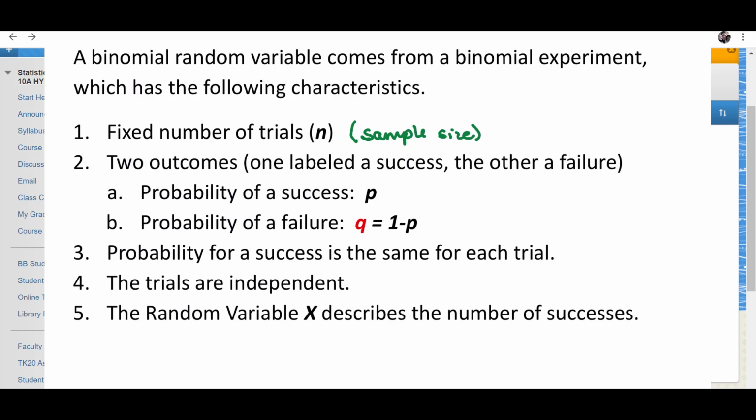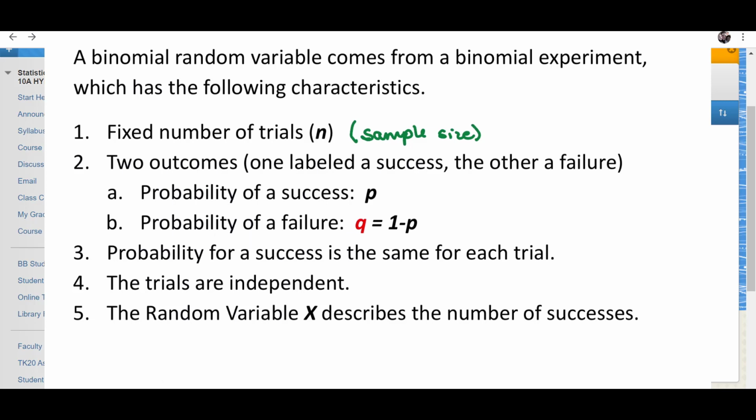Second, there are 2 outcomes, one labeled a success and the other labeled a failure. It's also important to note that the probability of a success is denoted with a lowercase p, and the probability of a failure is denoted with a lowercase q. Notice the formula here for q is the complement of p. Using the formula for complements, we do 1 minus the probability of it occurring. So 1 minus the probability of a success gives us q, the probability of a failure.